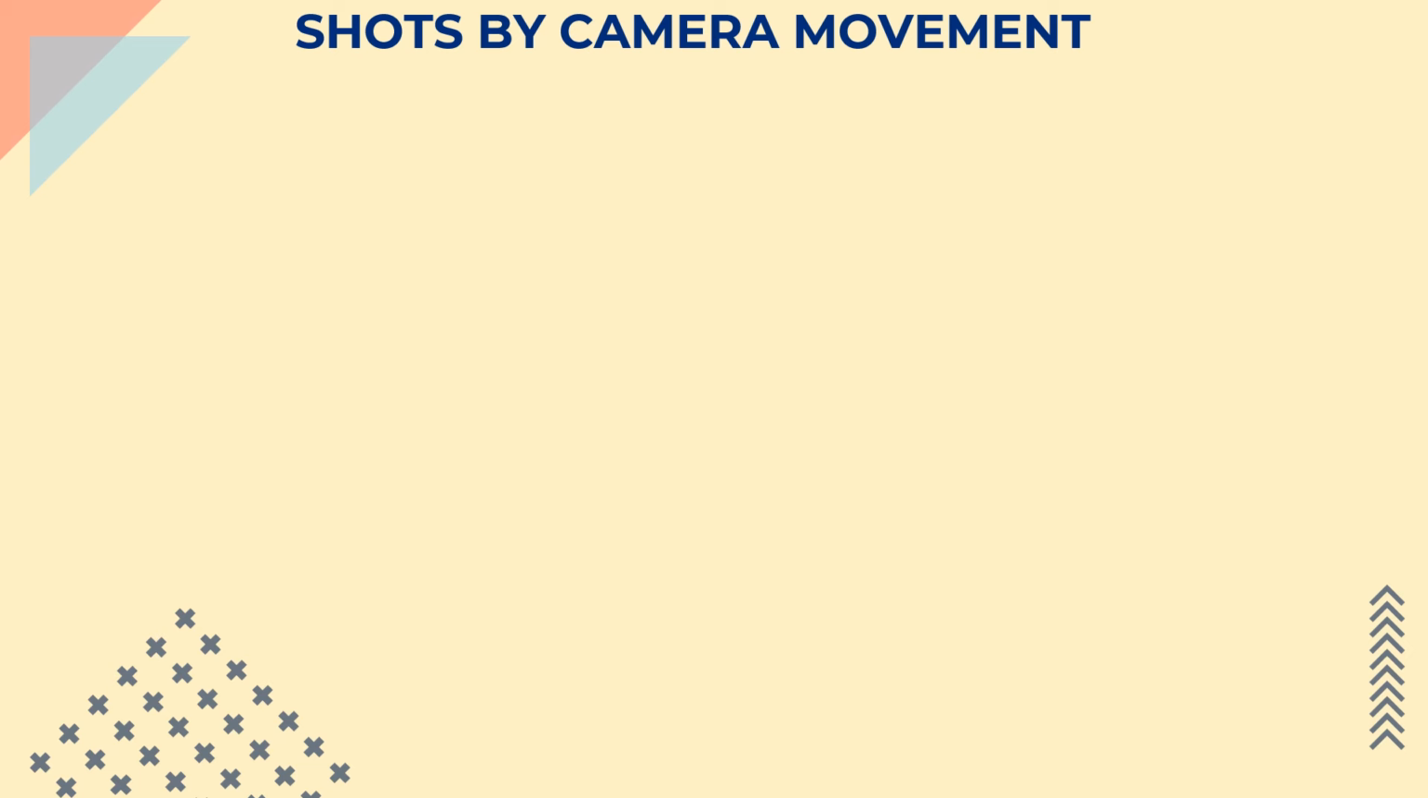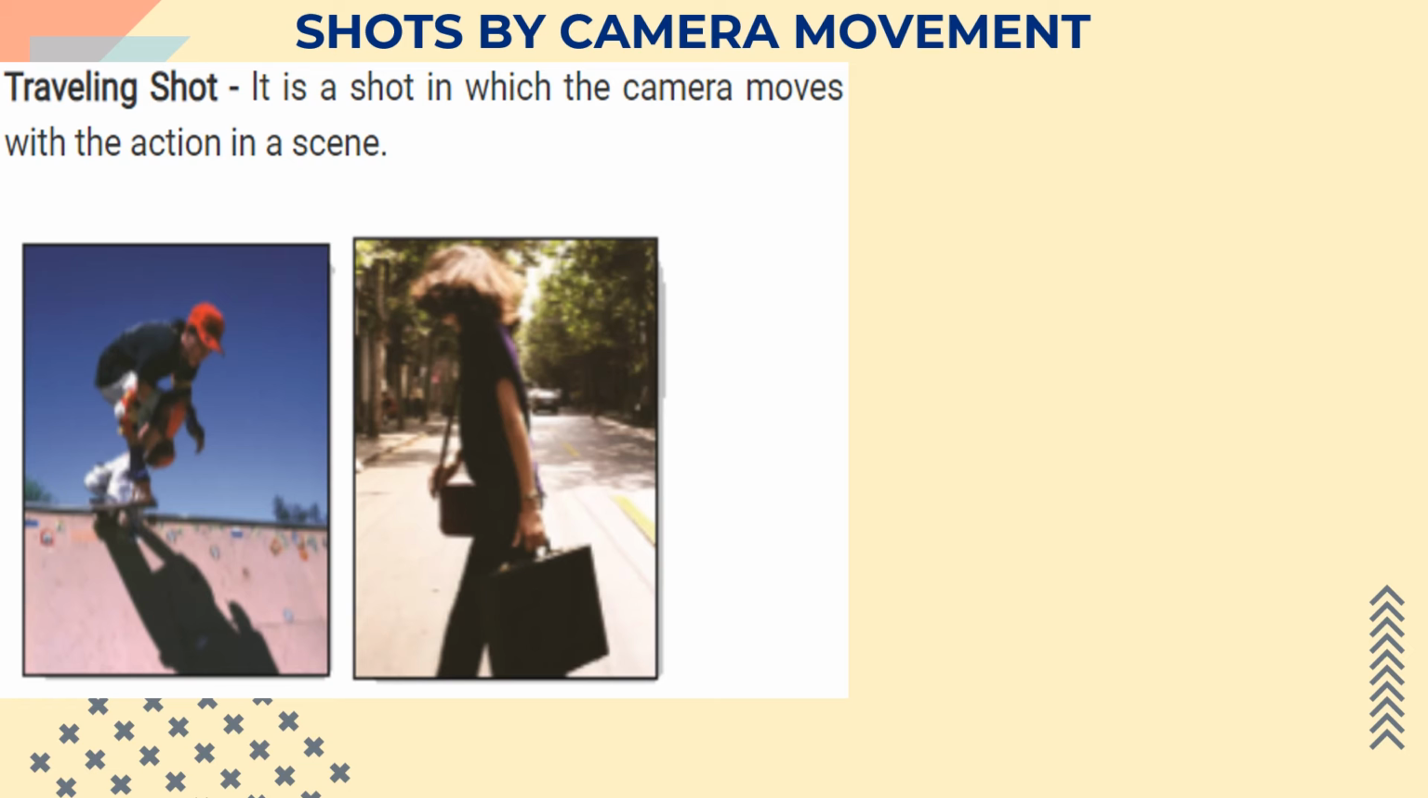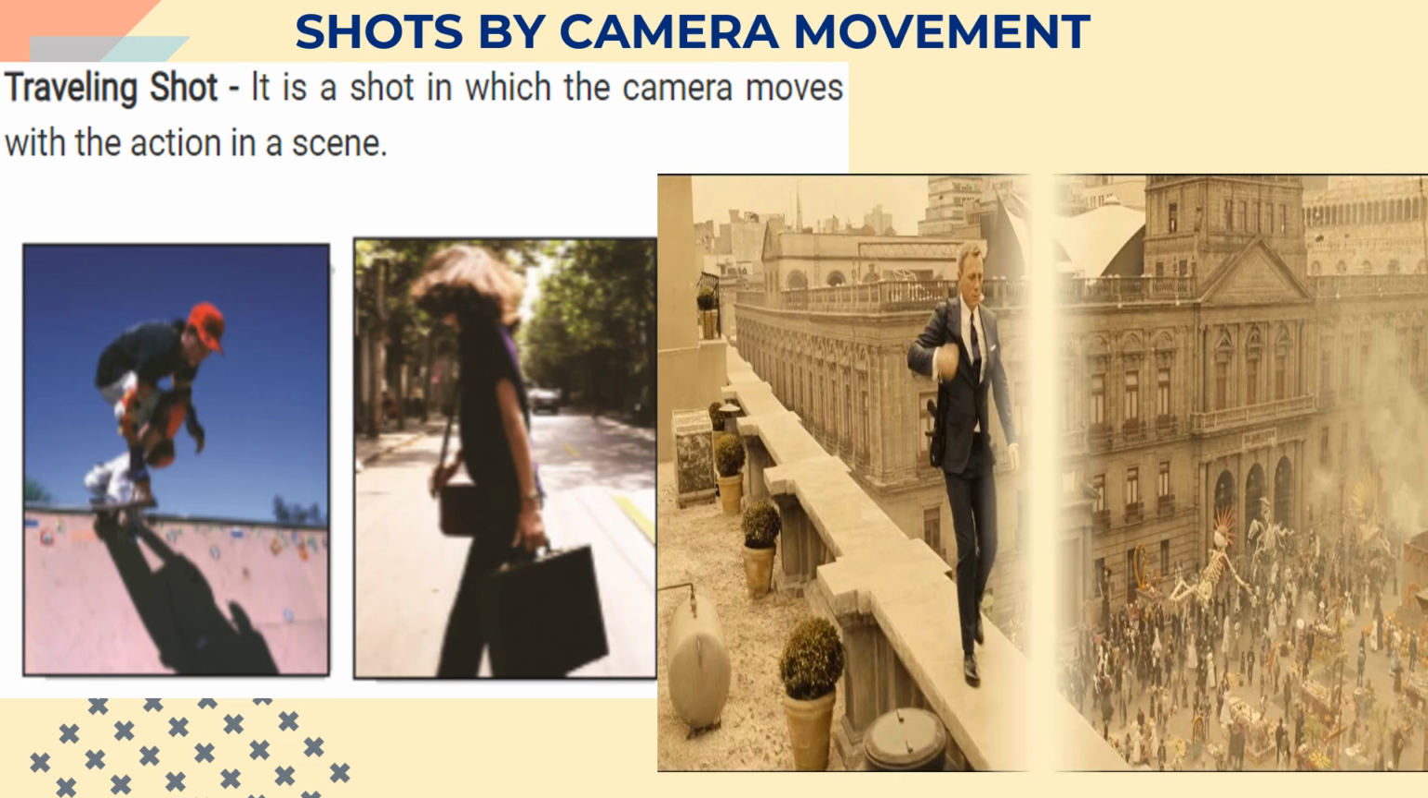The next category is the shots by camera movement. The first one is the traveling shot. It is a shot in which the camera moves with the action in a scene.